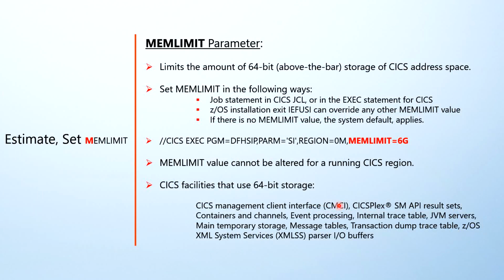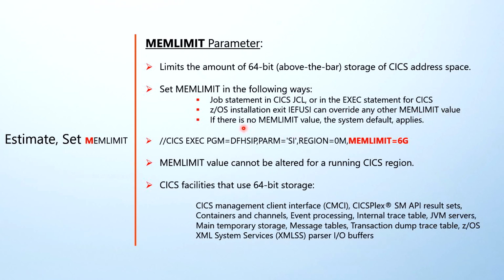Yeah, and coming to the MEMLIMIT parm, this parm limits the amount of 64-bit storage that is above the bar storage of a CICS address space. The region takes care of below the bar storage, and MEMLIMIT takes care of above the bar storage. The way you set up this MEMLIMIT is almost similar to how you mention a REGION= parm, that is through a JOB statement or the EXEC statement, which is coded at a step level, and you can even control it by the z/OS installation exit, that is IEFUSI, which can override the MEMLIMIT value.